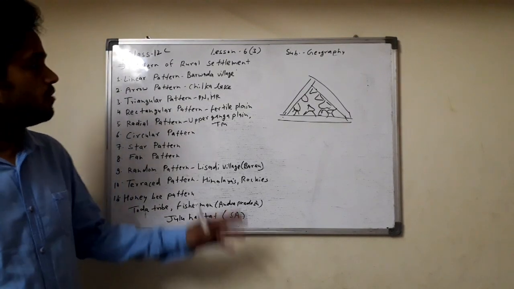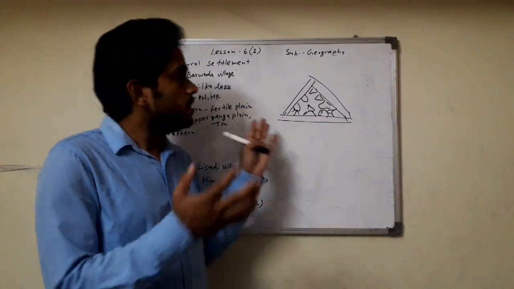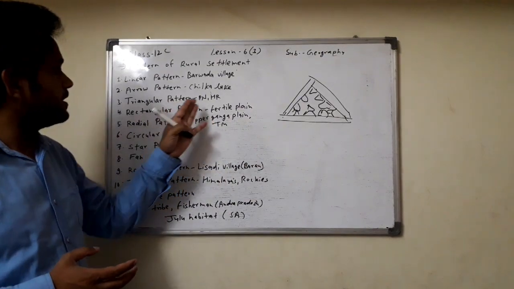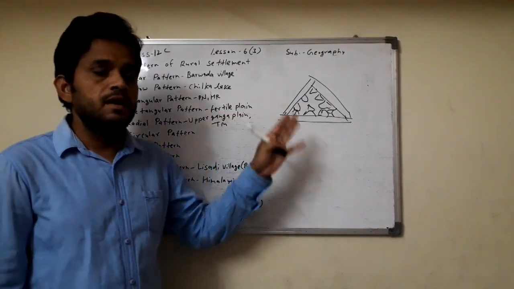Clear? What happens in the triangular pattern? Here two roads and a river meet, forming a triangle. This type of triangular pattern is found in Punjab and Haryana.